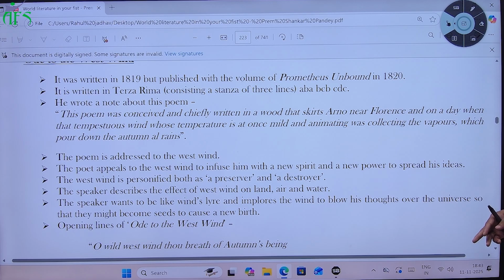This poem is addressed to the west wind. The poet appeals to the west wind to infuse him with a new spirit and a new power to spread his ideas. The west wind is personified both as a preserver and as a destroyer. The speaker here, Shelley, describes the effect of west wind on land, air, and water. He wants to be like the wind's lyre and implores the wind to blow his thoughts over the universe so that they might become seeds to cause a new birth. Look at such a kind of manifestation that he is trying to make through the poem, the kind of imagination, the kind of determination he comes up with. How determined his thoughts are. Look at his optimism in a way.